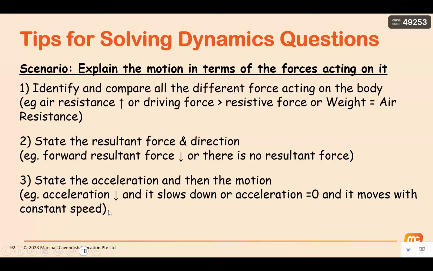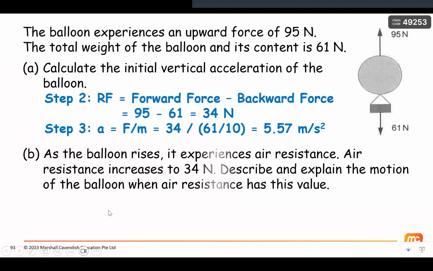Okay, so let's take a look at this example again of the balloon. I have a second part. It says that as the balloon rises, it experiences air resistance. Air resistance increases to 34 newtons. So the balloon is moving up. The first thing you need to know is that air resistance will be opposing the motion of the balloon, so the air resistance will be acting downwards. So on top of this 61 newton downwards, I now have another air resistance over here, which is 34 newtons. Let me draw this down.